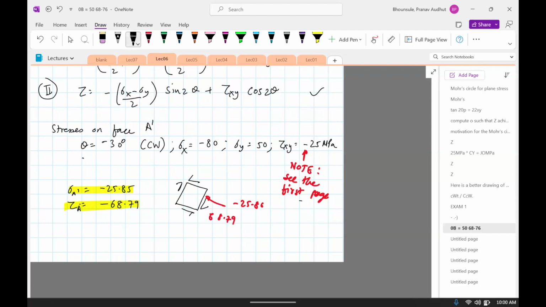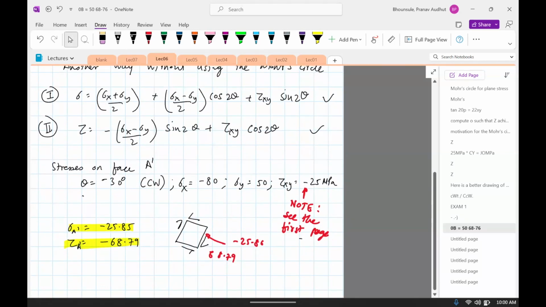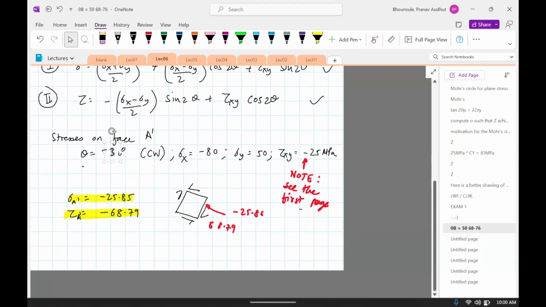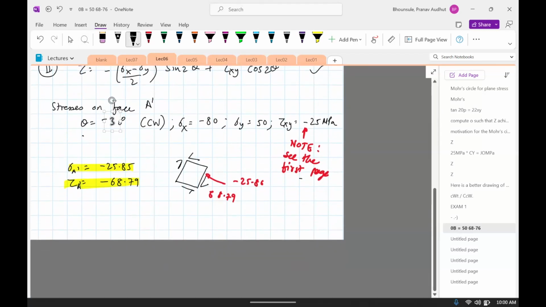We still need to compute the stress on face B. In order to do that, everything in this formula, the sigma x, sigma y, tau xy, remains the same. The only thing we need to figure out is what is theta for face B. Face B is actually at 90 degrees to face A. Always true, right? So if face A is this, face B is here, there's 90 degrees. So all I need to do is substitute, add 90 degrees to theta, and we have 60 degrees. And that's basically what goes for face B.